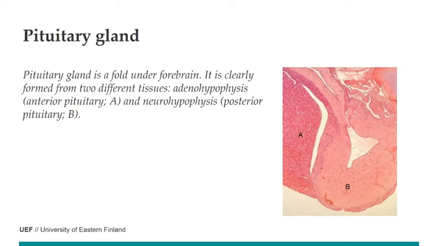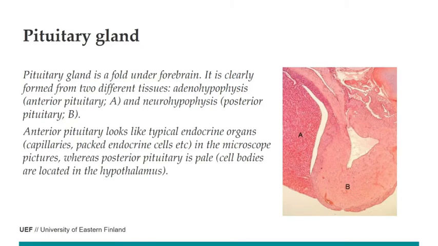And in this microscope picture, you can see two completely different kinds of places or organs. On the left hand side, there's this anterior pituitary. It's red because the cells are smaller, and there are packed endocrine cells, and you can see some holes or scarves, etc. They are the capillaries. So it looks pretty much like a typical endocrine organ.